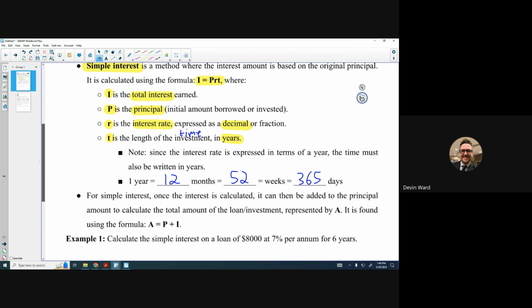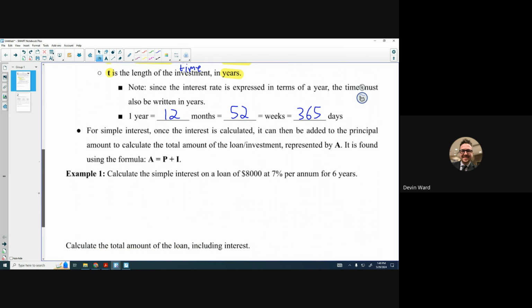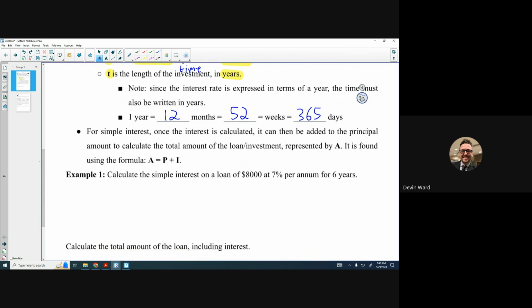For simple interest, once you calculate that, it can then be added to the principal amount to find the total amount of the investment at the end of the term, represented by A. So the total amount is A, and we find it using A equals P plus I. We add the interest to the principal.